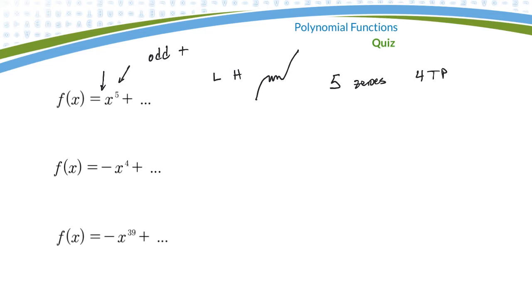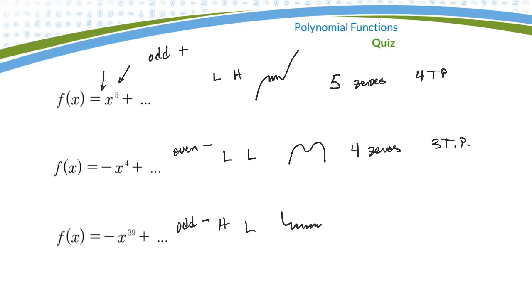Next one, this one is even, but it's negative. So it's going to start low and end low. So it'll look something like that. Again, there will be 4 zeros and 3 turning points. Last one, well, that's a good one. So this is an odd and it's negative. So it's going to start high and end low. So start up here somewhere, do funky things and end up going that way. 39 possible zeros and 38 turning points. Okay, hopefully you got the idea from that.